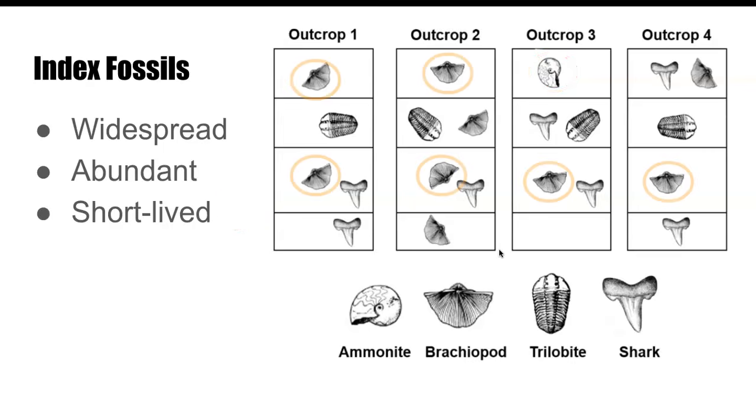Next, we'll look at the Brachiopod. So the Brachiopod, it was widespread. It was everywhere. It's in all 4 outcrops, and it's pretty safe to say that it was probably abundant because it's showing up in all 4 outcrops. However, it's not short-lived because, particularly like in outcrop 2, you can see that it showed up in all 4 layers, which means that it was around for quite a bit of time.